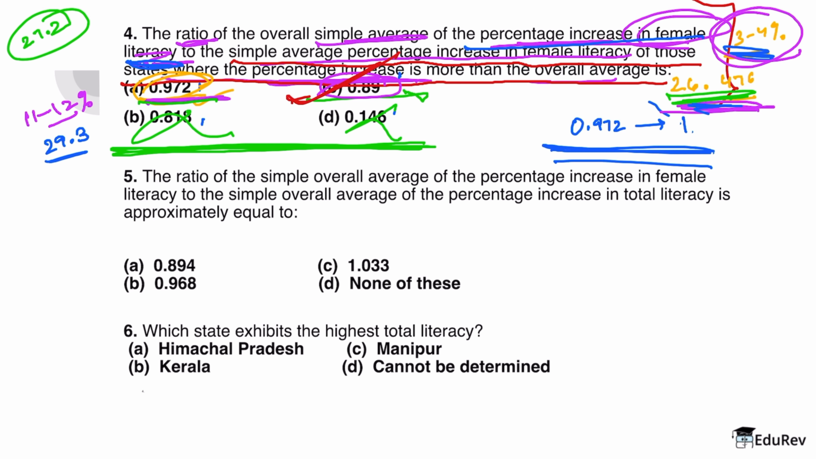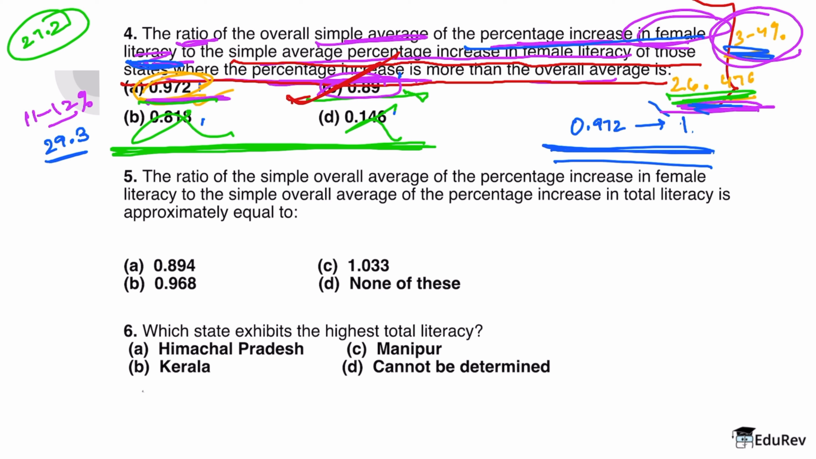So this question was a bit difficult. Let's try to figure out what is happening in this. Anyone who can tell me? What I would suggest to all of you who are watching is that you pause the video and think about what all happened in this question. We were finding the ratio between the percentage increase in female literacy to the simple average percentage increase in female literacy of which states?